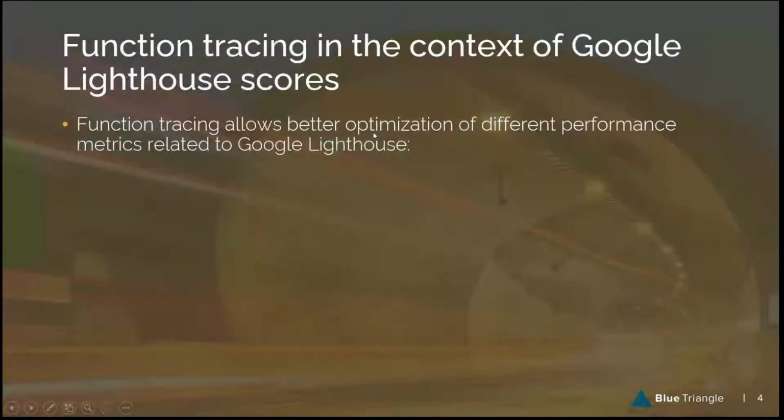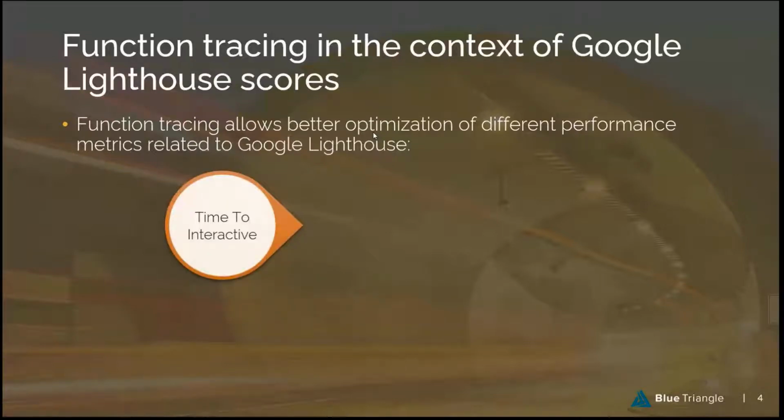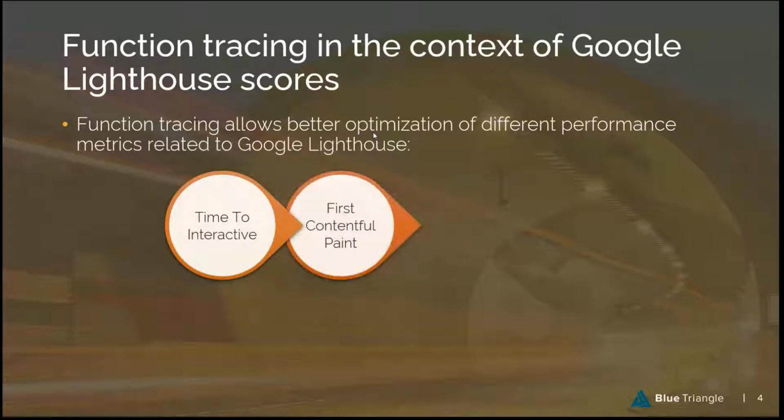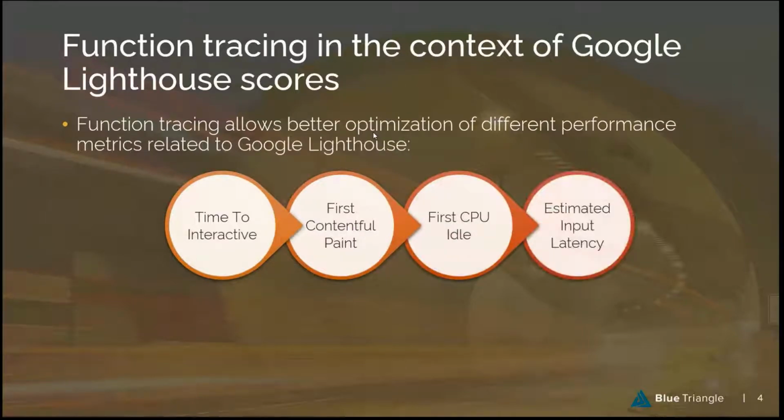So function tracing in the context of Google Lighthouse scores. Function tracing allows better optimization of different performance metrics related to Google Lighthouse. So not only does it help you optimize time to interactive, it also gives you insight into First Contentful Paint, first CPU idle, and estimated input latency. Those are all metrics that Google Lighthouse uses for their performance rating in order to give you better or worse SEO as a result.